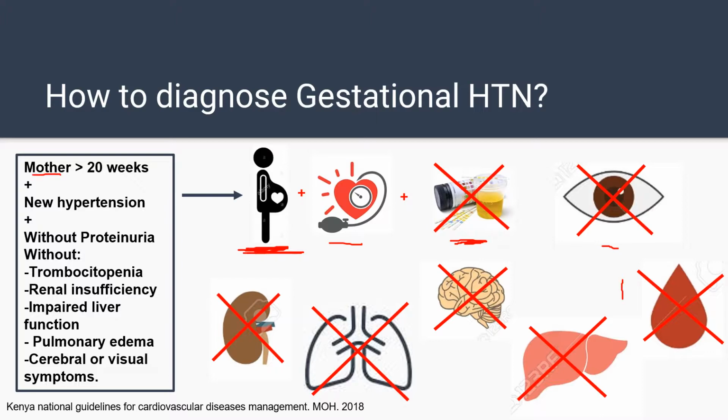So, a mother over 20 weeks with new hypertension. She cannot have previously had hypertension. It's a new hypertension, and without new proteinuria. Okay, and you need to rule out all of these things.